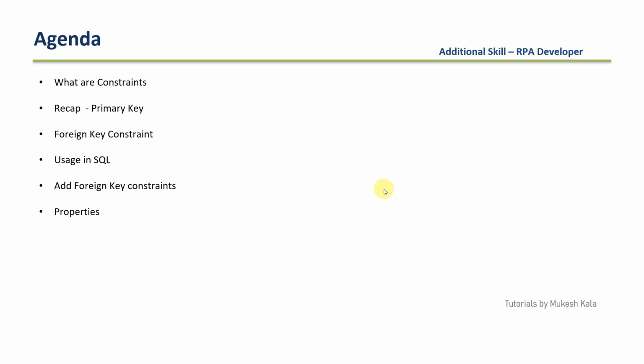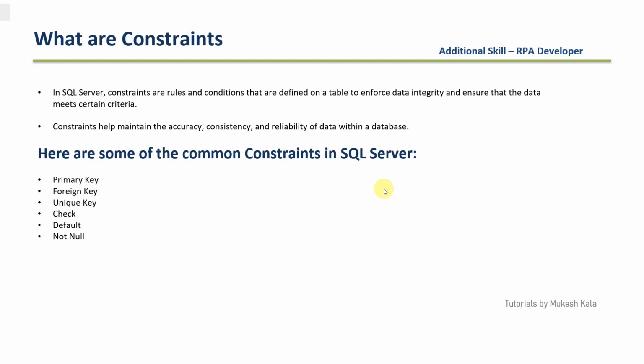Okay, let's get started by having a quick recap on what exactly constraints are. In SQL Server, constraints are the rules and conditions defined on the table that enforce data integrity and ensure that the data meets certain criteria. In other words, let's say I want to create a table and in that table I want to have only a specific set of data. I want to enforce some rules, some kind of conditions. If you have such a requirement, then we use something called constraints. This in detail we have already explained in the previous video, so not going into much detail.